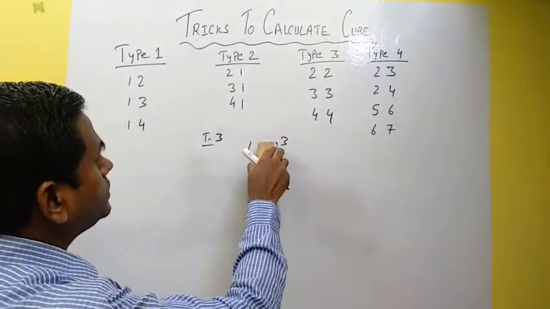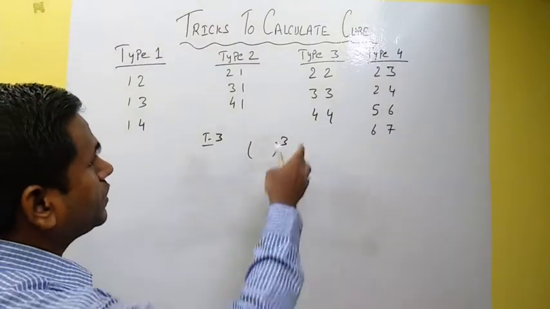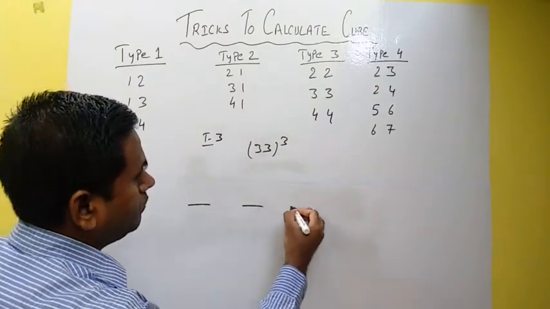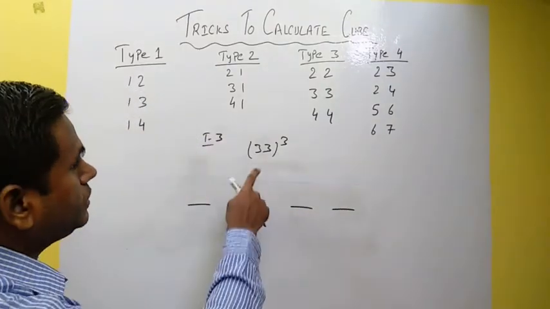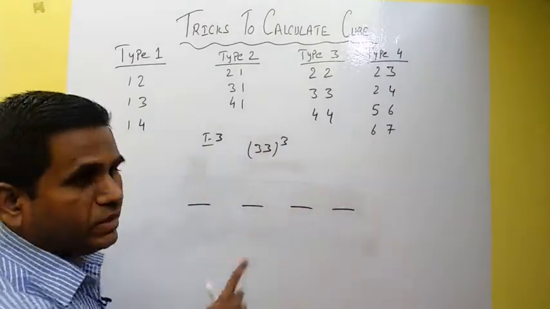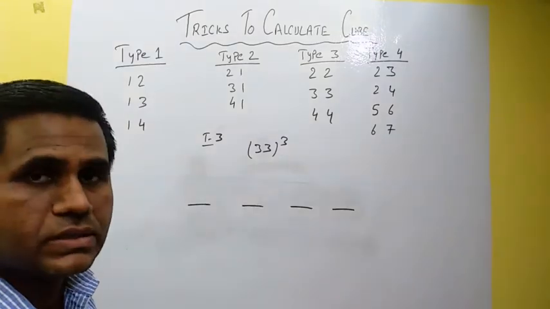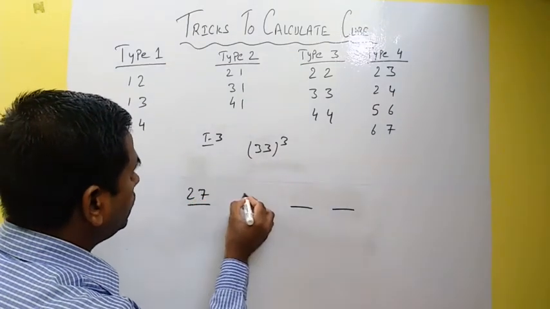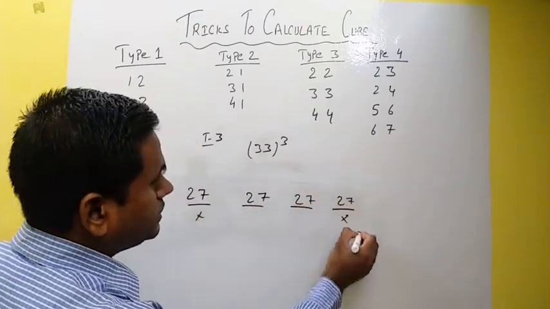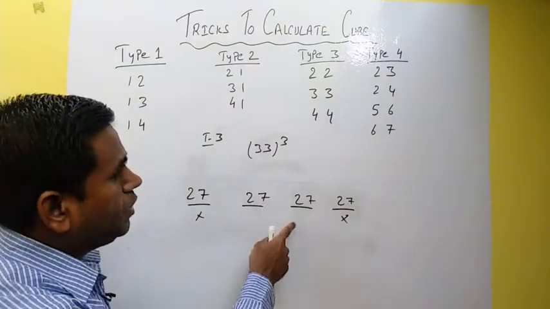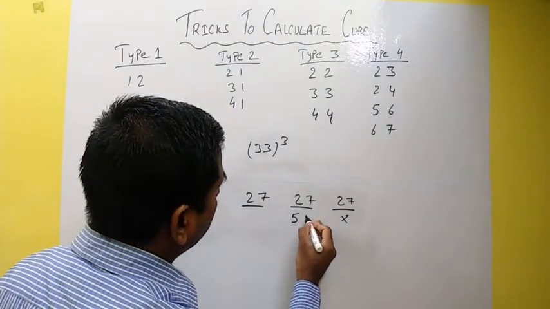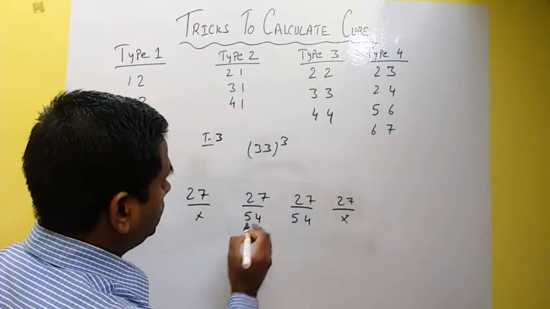So in this type 3, another problem is, let's take 33. So write it in the 4-digit format. 3 cube. We have to write the cube of 3 in all the 4 places. So cube of 3 is 27. 27, 27, 27, 27. First and last digit we will leave off. Then double of 27. So double of 27 is 54, and here also 54.